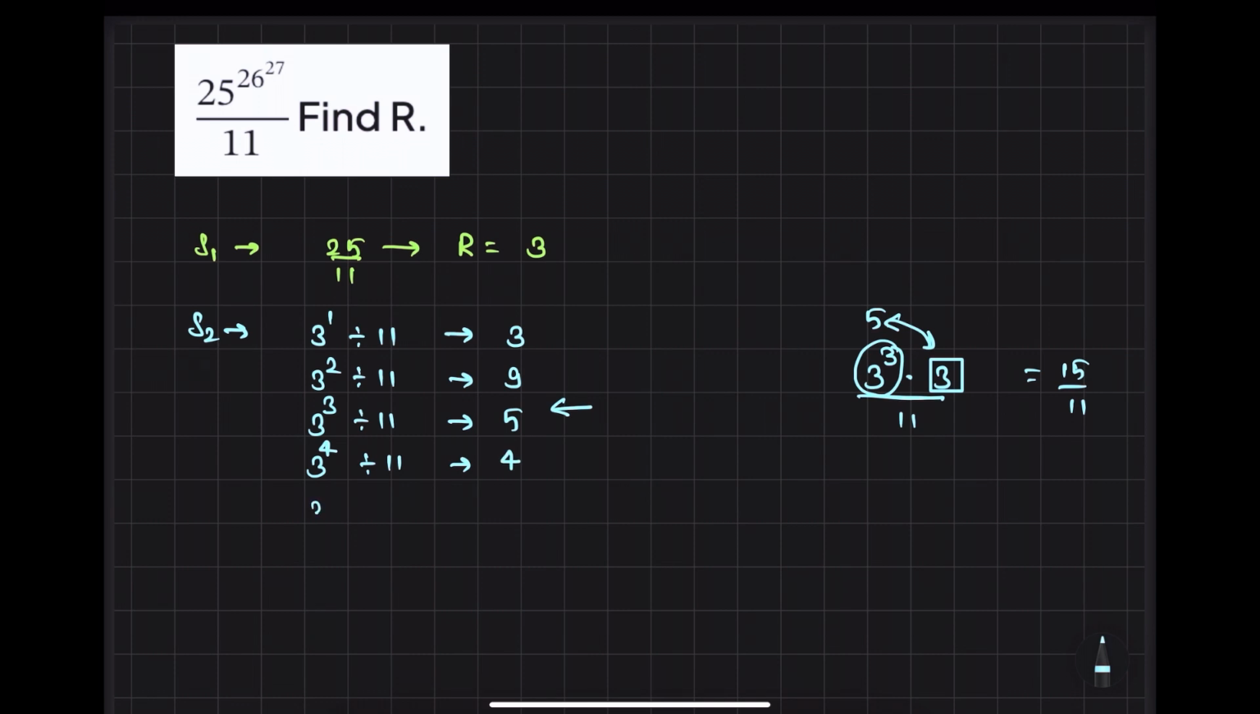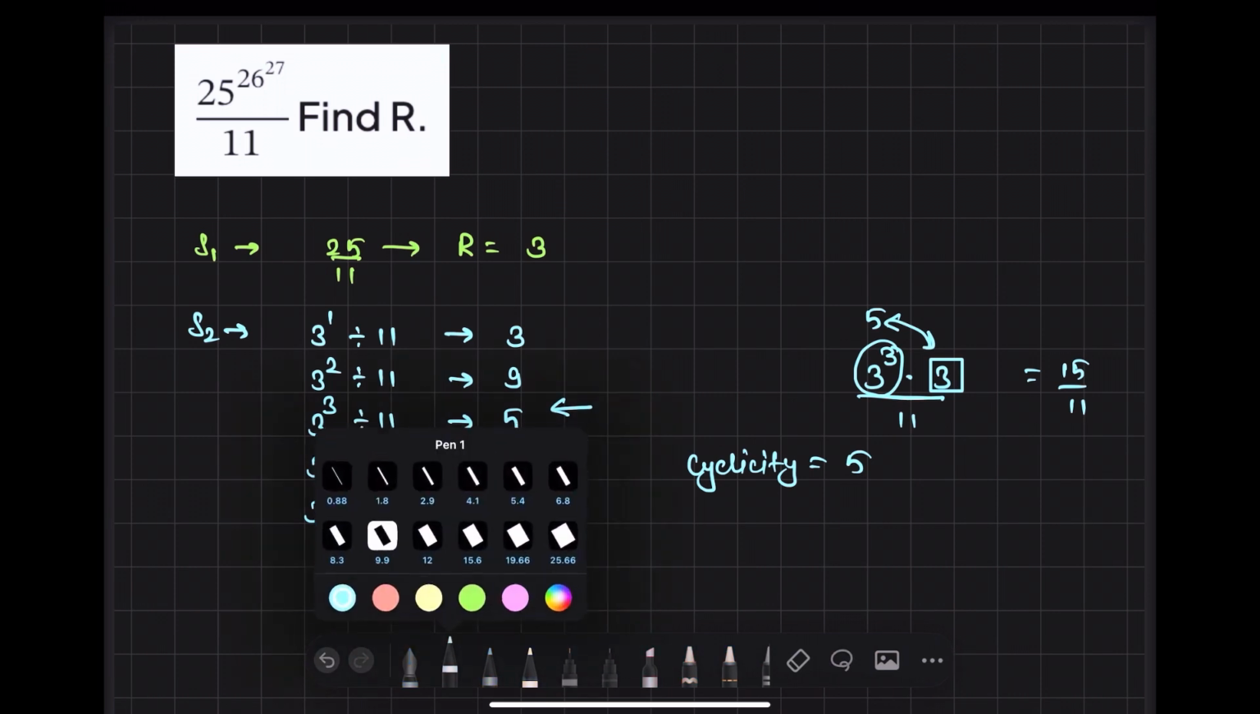Okay, now 3 power 5, you know that you cannot rest, you have to keep on going in the search of 1 or minus 1. Now 3 power 4 will give you 4 as the remainder, so 4 into 3 is 12. So 12 divided by 11 will give you 1 as the remainder. Okay, so we have cyclicity as the number of steps, because we got 1 in the 5th step, so cyclicity is 5.